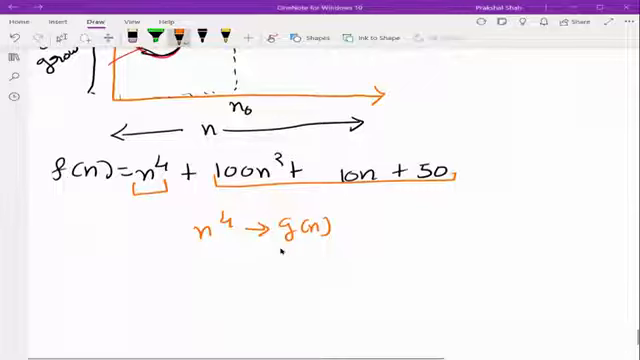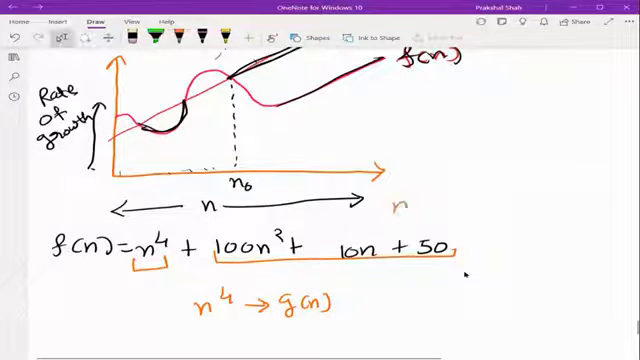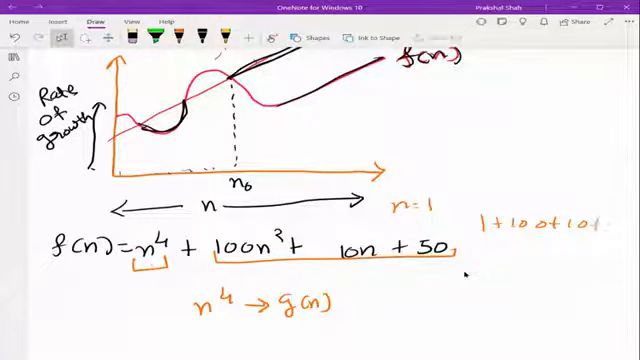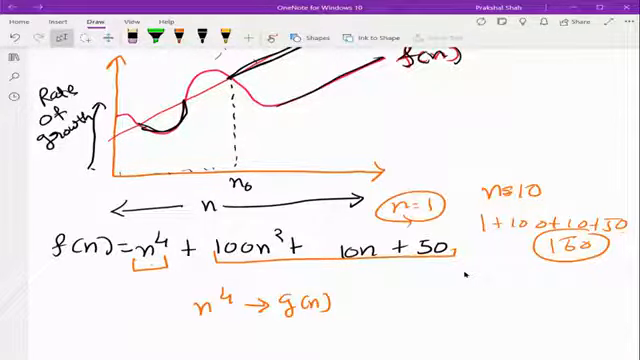For smaller values of n, let's say n equals 1, this will be 1 plus 100 plus 10 plus 50, which is 160. But consider n equals 10. For n equals 1, n raised to 4 is not dominant, so it is false. For larger values of n it will be true. If you consider n equals 100, then n raised to 4 will always be a larger number compared to the others. Yes or no?